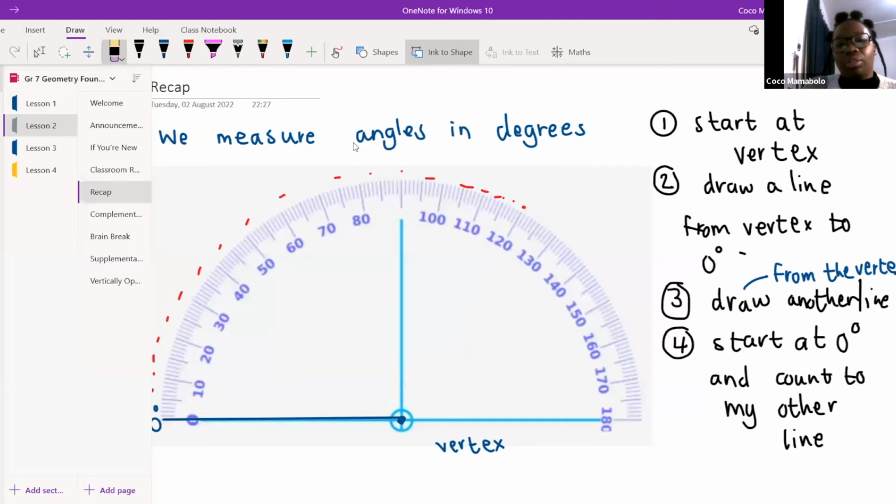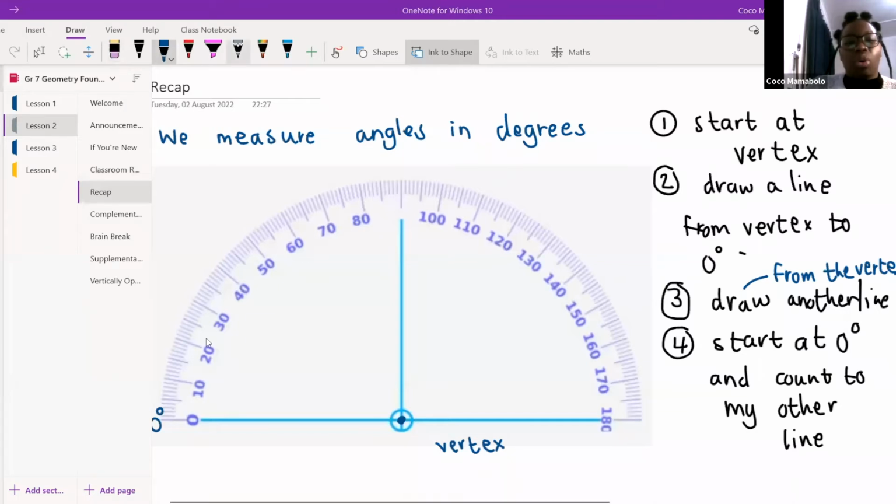Now, Kira had asked us, I think it was Kira, what happens if it's from the other side? What happens if I draw my line from the other side? But remember, guys, my line is always going to start from the vertex. This time, I'm going to start on this side. And this time, I'm starting at 180 degrees.